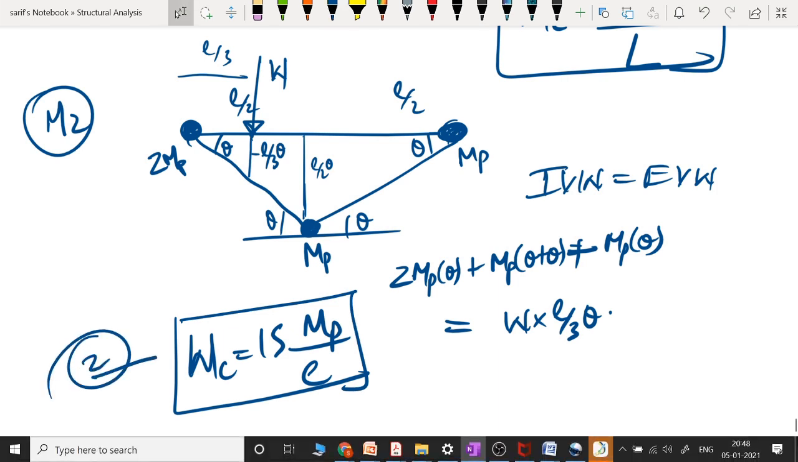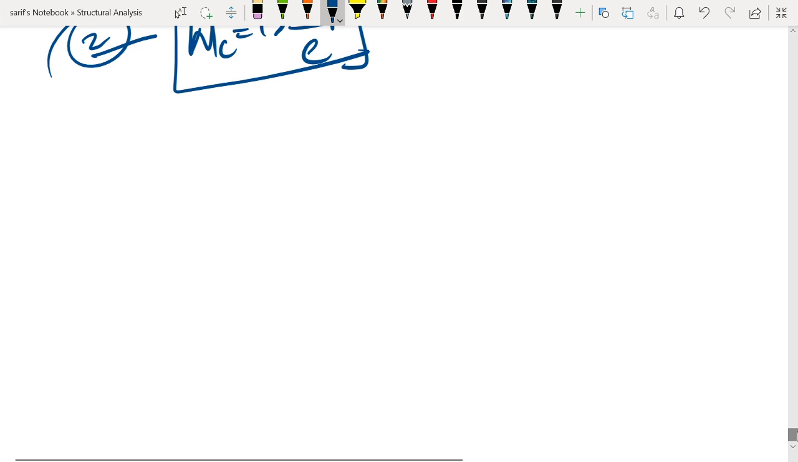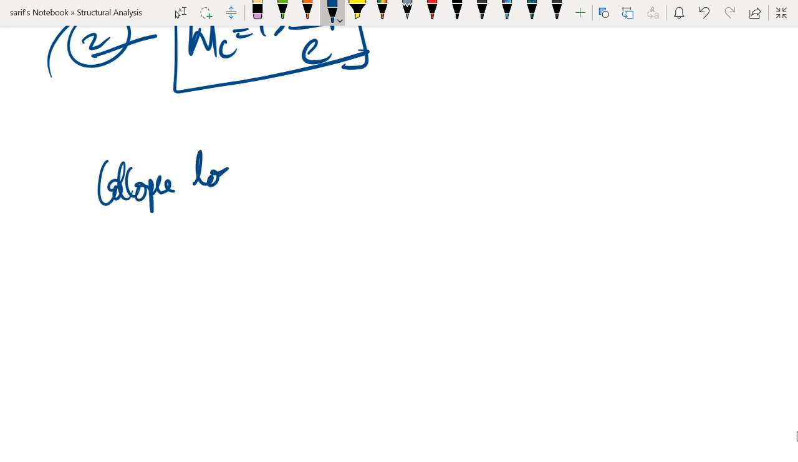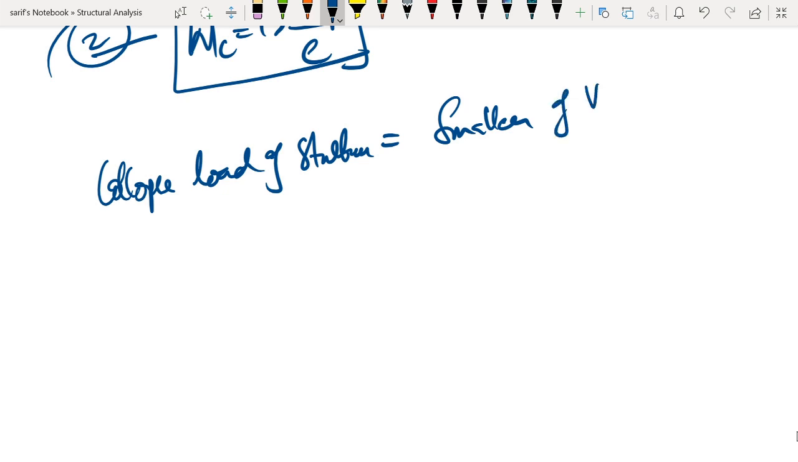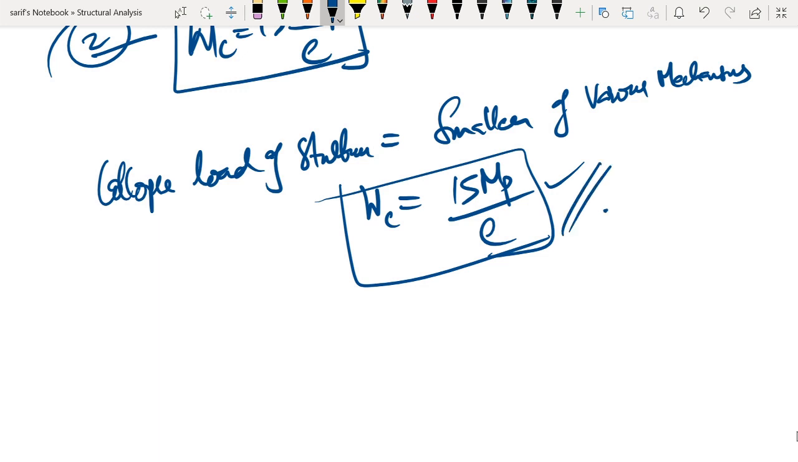If we consider both the mechanisms, the collapse load as per mechanism number 2 is the smaller collapse load, and therefore we have to choose the smaller value as the collapse load of the entire structure. So the collapse load of the structure is equal to the smaller of the various mechanisms considered. That will be equal to 15 MP divided by L. The other one was 16.5, which is higher than this value. So this becomes the collapse load of the structure.